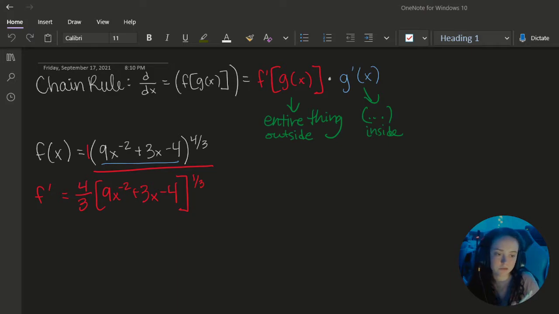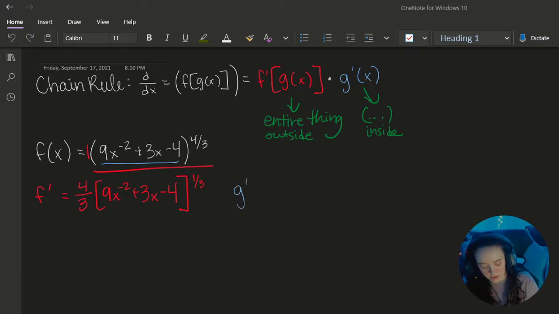Sometimes you will, but very rarely. And the only thing you would have to change or touch is whatever constant is in the front. So this 4/3, if the derivative that you find for g prime is just a whole number with no x or anything like that, if it's just a number, then you would multiply the 4/3 times that number.